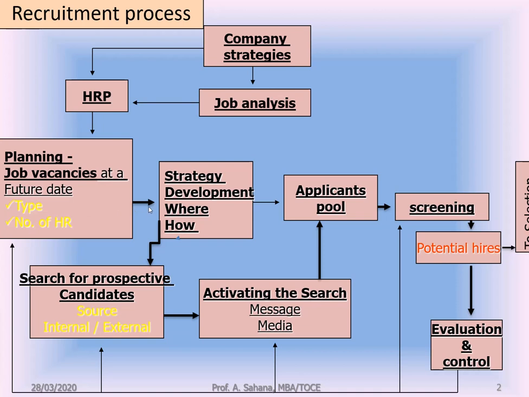With this, we have looked into the various steps in the recruitment process. There are 5 steps in the recruitment process. The 5 steps are recruitment planning, strategy development, searching and activating the search, screening, and evaluation and control. The potential hires are the outcome of the recruitment process, and the potential hires are the candidates who go in for the selection process.